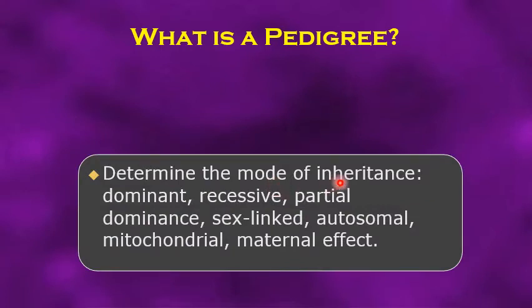Second, determine the mode of inheritance: dominant, recessive, partial dominance, sex-linked, autosomal, mitochondrial, maternal effects. أيضا وظائف أو أهداف البيديجري أو الشجرة هي لمعرفة نوع أو نظام الوراثة، مثلا سائد أو متنحي أو سائد جزئي أو مرتبط بالجنس أو جسمي أو محمول على الميتوكوندريال كروموسوم أو maternal effects.